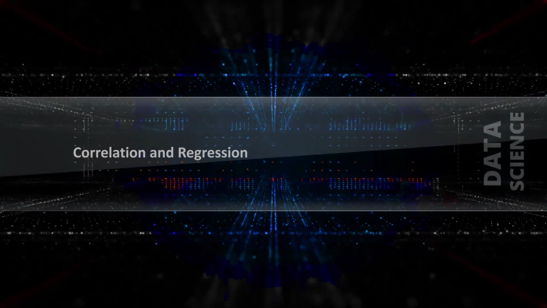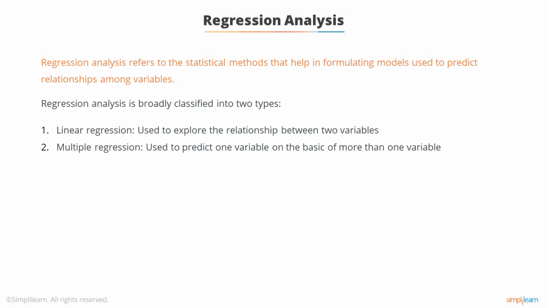Correlation and regression. Now, regression analysis refers to the statistical methods that help in formulating models used to predict relationships among variables. Regression analysis is broadly classified into two types. We have linear regression, used to explore the relationships between two variables, and multiple regression, which is used to predict one variable on the basis of more than one variable.